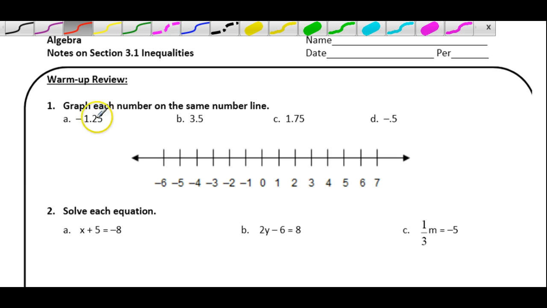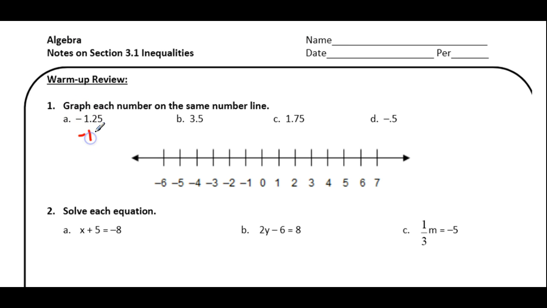So if we graph each of these numbers, this first number is negative 1.25. That is the same as negative 1 1/4. So if we graph that, we have to go negative 1, and then go 0.25 or a quarter more. That's halfway between the half, right? So it's not exact, but it should be pretty close, less than halfway. All right, so that is where negative 1.25 is located, right there.